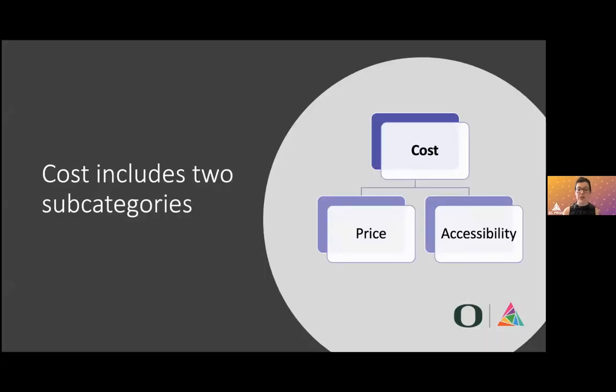Okay, so transitioning to the other category of interest today, which is cost. So a little bit simpler here, only two subcategories. So one of those is how much does the measure actually cost? Is it at cost? Is it free? And then the other component is the level of access. So the extent to which you can actually get your hands on the measure itself.